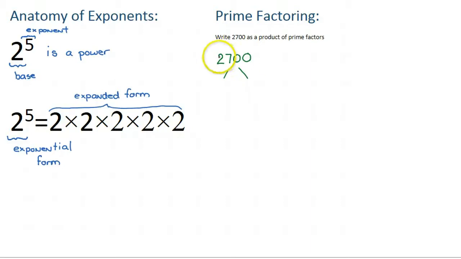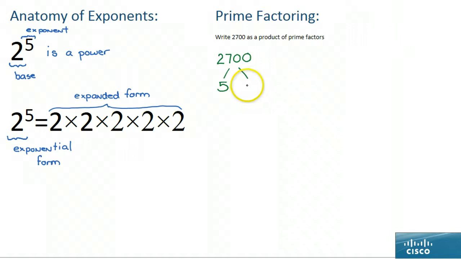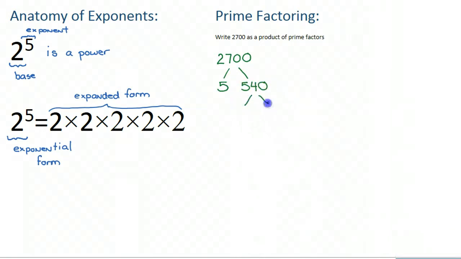So I start by writing the number 2700, and then I say to myself, what is the largest prime number I can think of that 2700 is divisible by? And very quickly we can see it's 5, because it ends in a 0. So 2700 divided by 5 is going to be 540. Now I can divide 540 by 5 again, and that's going to give me 108.